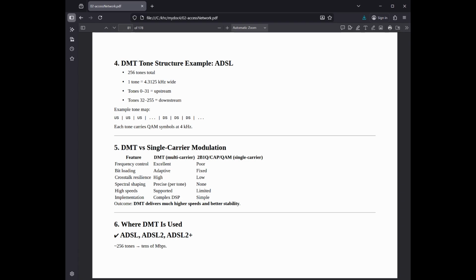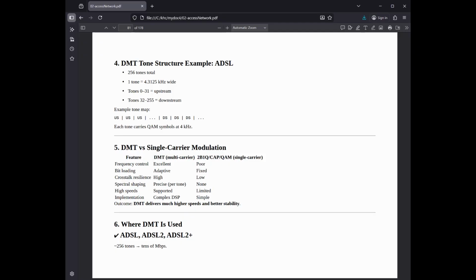Bit loading, capacity per tone. While the structure provides 256 slots, not every slot is equal. Each tone can carry between 2 and 15 bits per symbol. Low frequency tones, near the start of the downstream block, usually carry the most bits because they suffer less attenuation. High frequency tones, near tone 255, carry fewer bits as the signal weakens over distance.